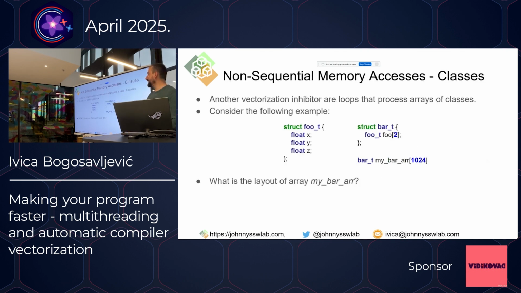Okay, the next thing is, again, non-sequential memory. So look at this code. It has this struct called foo, and it has 3 members, x, y, z. And then you have this struct called bar, which has 2 instances of foo. Now the question is, what is the memory layout of my bar array? How does it look in memory?